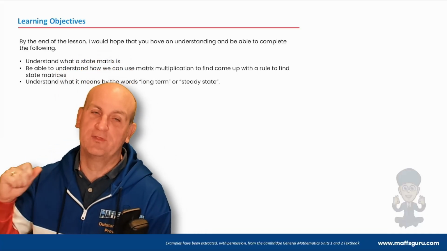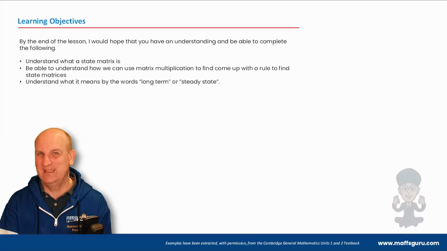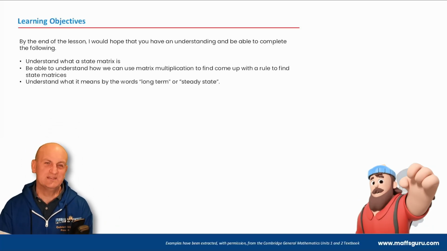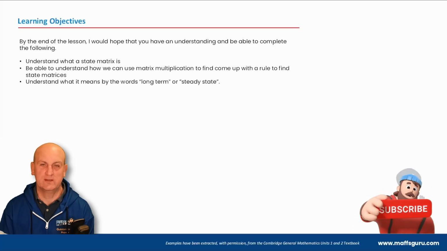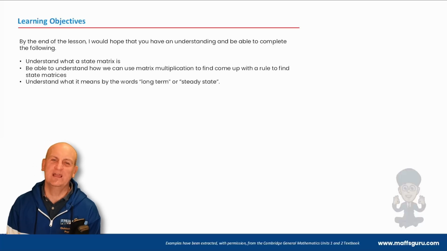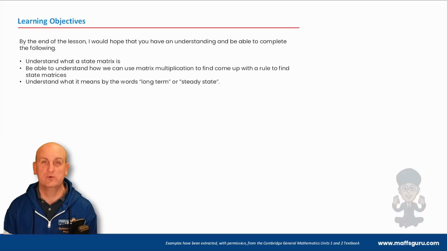Now, behind me, we have the learning objectives, and this is basically a continuation of all the work we've done on matrices. So we're going to understand now what a state matrix is, be able to understand how we can use matrix multiplication to come up with a rule to find state matrices, and understand what it means by the terms long-term or steady state.